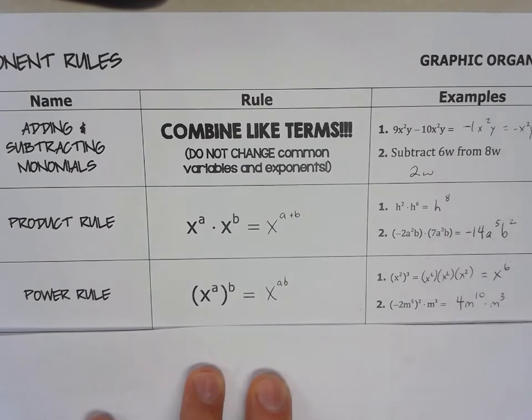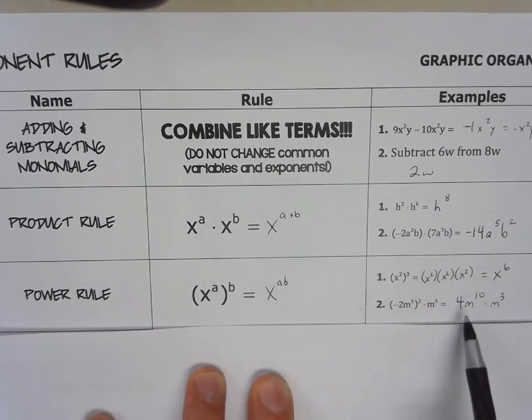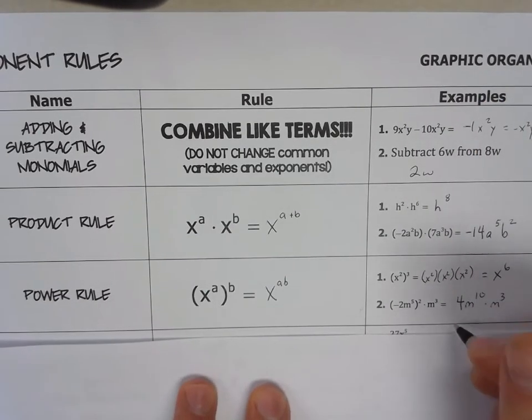Great. So we used our power rule. Now we're left to use our product rule. Since we got m to the 10th and m to the 3rd, they're being multiplied together with that same base. We're just going to add the 10 and 3 together. Okay, so it ends up being 4m to the 13th.